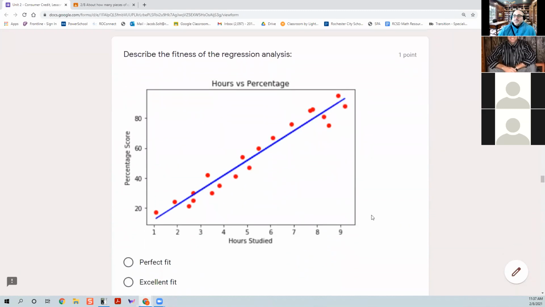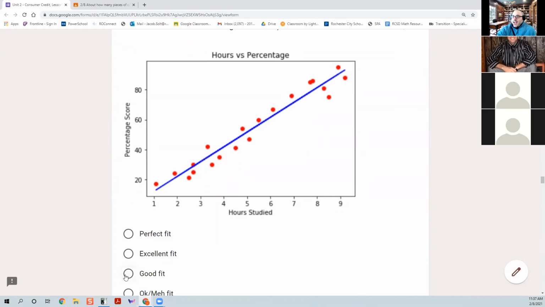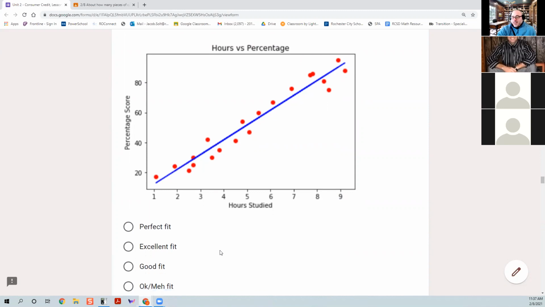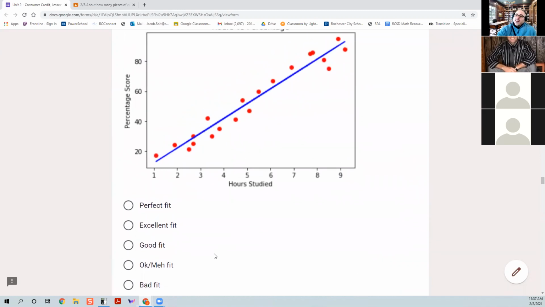What about this one? Hours versus percentages. Yeah, I could absolutely call this good. I might even want to start calling this excellent because I hardly have any outliers. I would call this line pretty predictive. So I would say good to excellent. I would give you points for either one of those. It's definitely not a perfect fit, and it's definitely better than okay, meh, but it's not perfect.